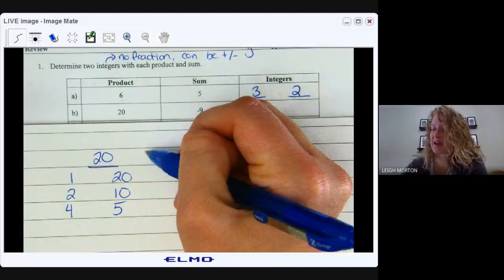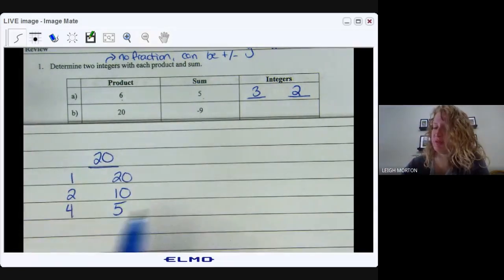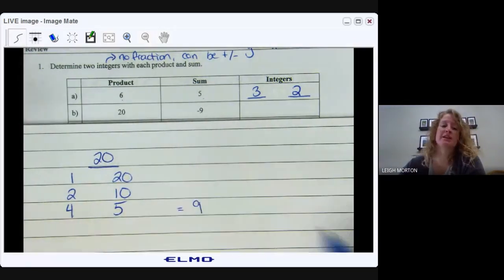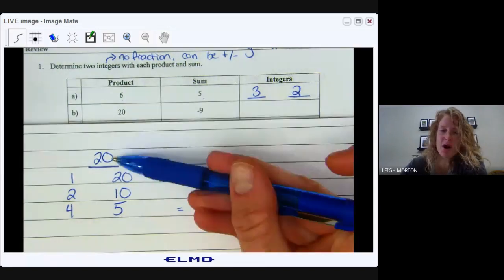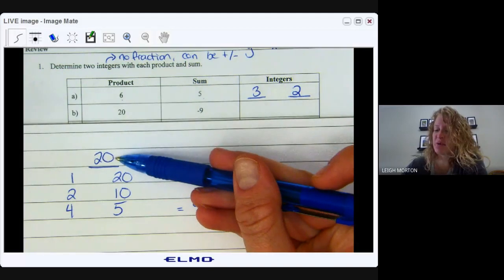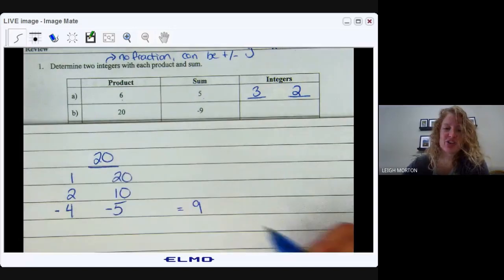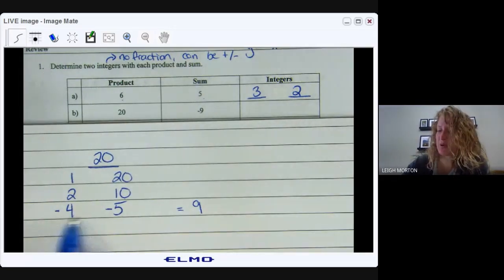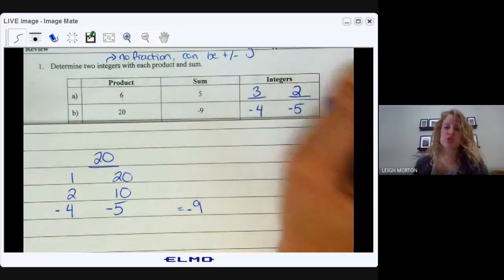Now I need to have it add to negative 9. So I'll look here and say, okay, 1 plus 20, nope. 2 plus 10, nope. 4 plus 5, well, 4 plus 5 equals positive 9. How do I get negative then? If it's a positive number, yeah, Anna, okay? A positive number means it's either positive times positive or negative times negative. Good job, Opie. So all of a sudden, negative 4 and negative 5 equals negative 9. And those are my two integers.